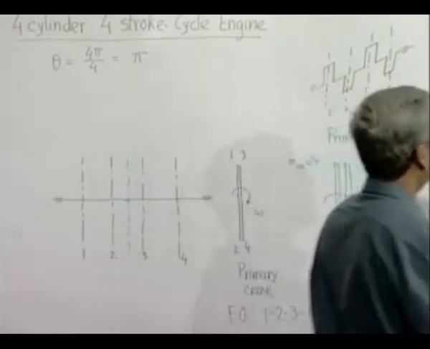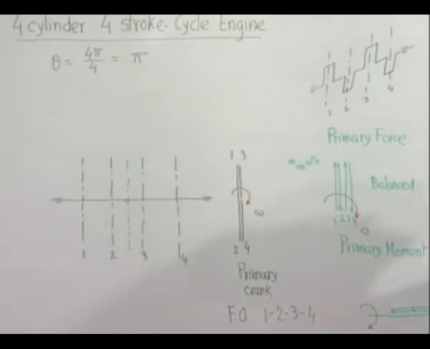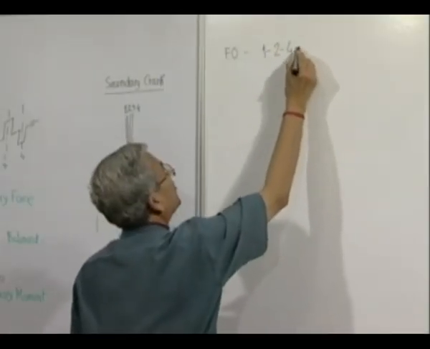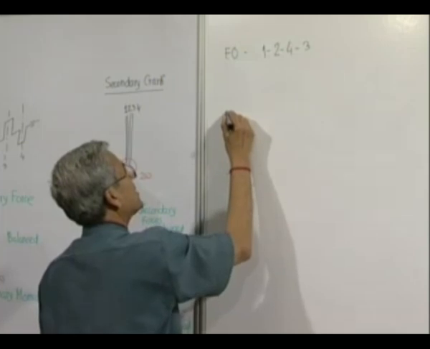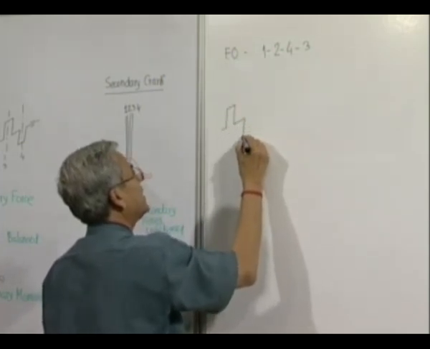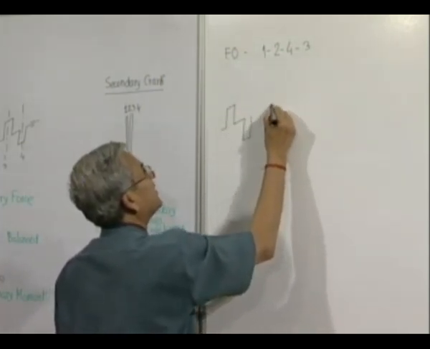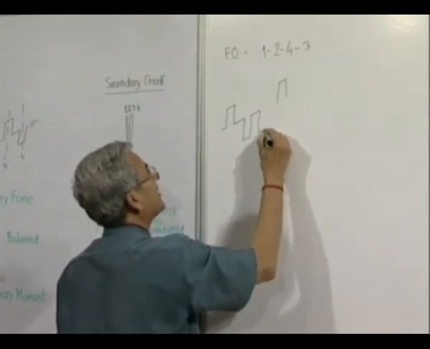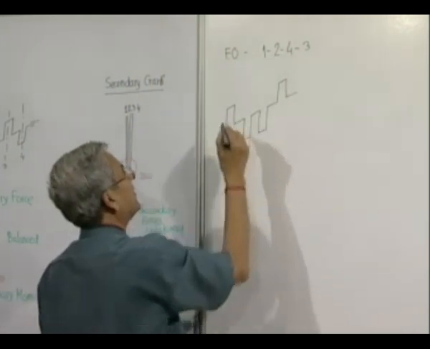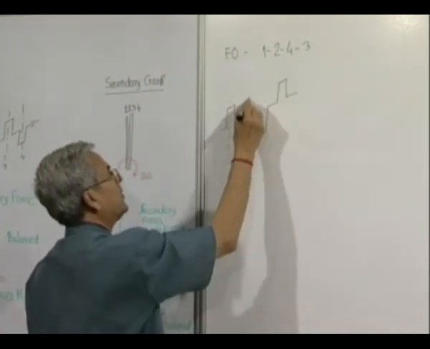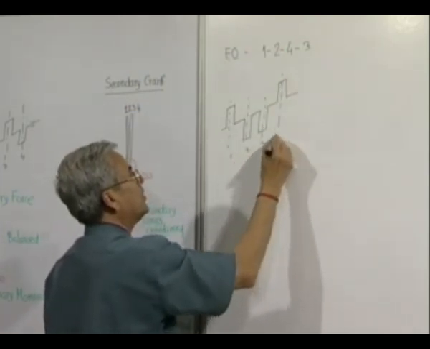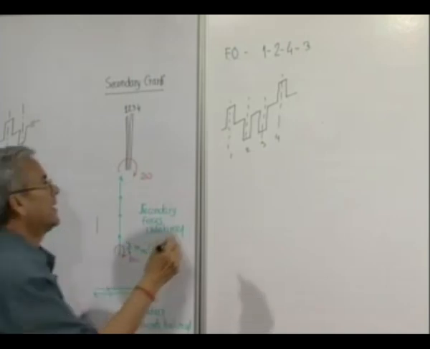Suppose the same engine, we take the firing order as 1, 2, 4, 3. That means first cylinder fires, then second cylinder fires, then fourth cylinder fires, and finally third cylinder fires. So, this will be the isometric view of the common crankshaft: 1, 2, 3, 4. And the crank diagram will be what?